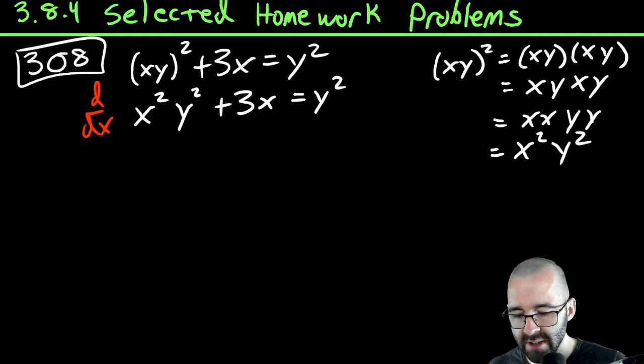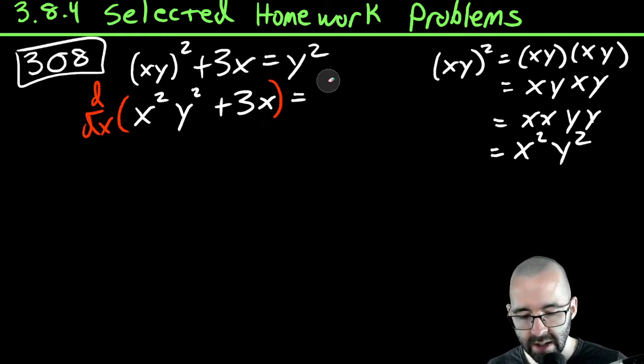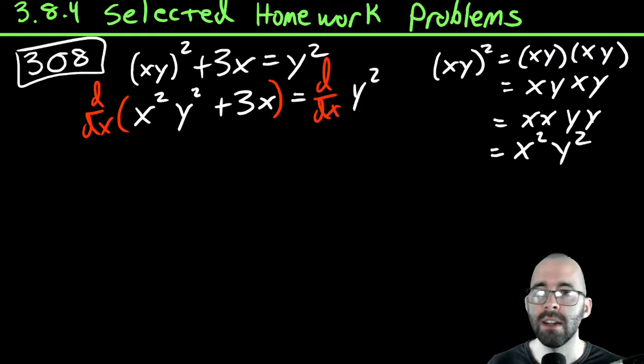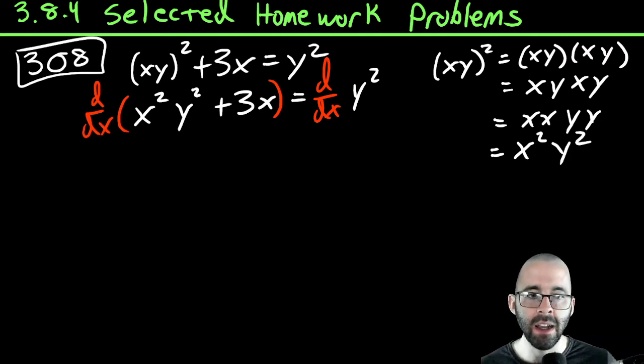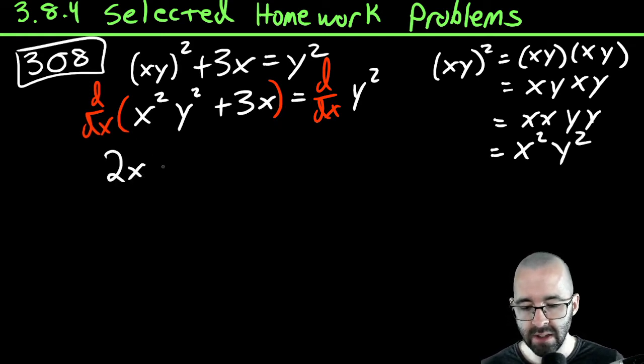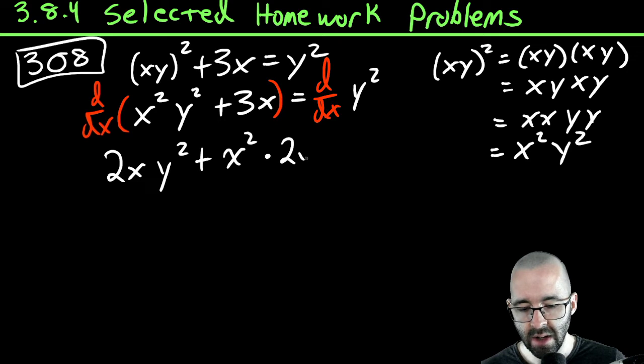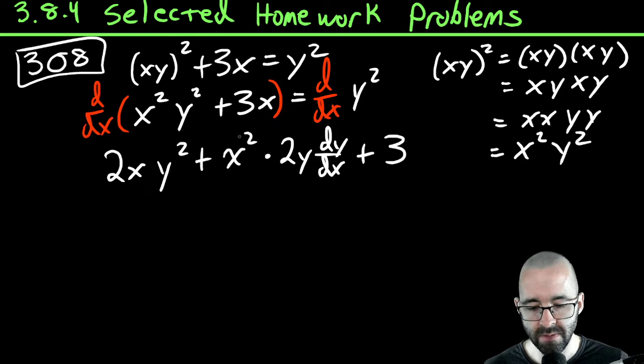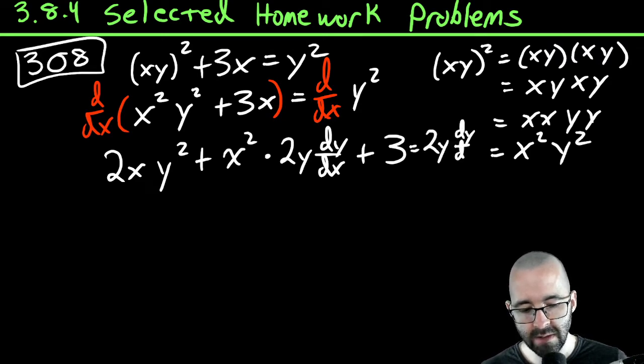Let's take the derivative of the left-hand side, and let's take the derivative of the right-hand side. Again, we're taking the derivative with respect to x because we're looking for dy/dx. We're going to have to use the product rule on this first term: derivative of the first thing times the original second plus the first thing times the derivative of the second. Don't forget your dy/dx because of the chain rule, implicit differentiation. The derivative of 3x is just 3. Derivative of the right-hand side is 2y dy/dx.